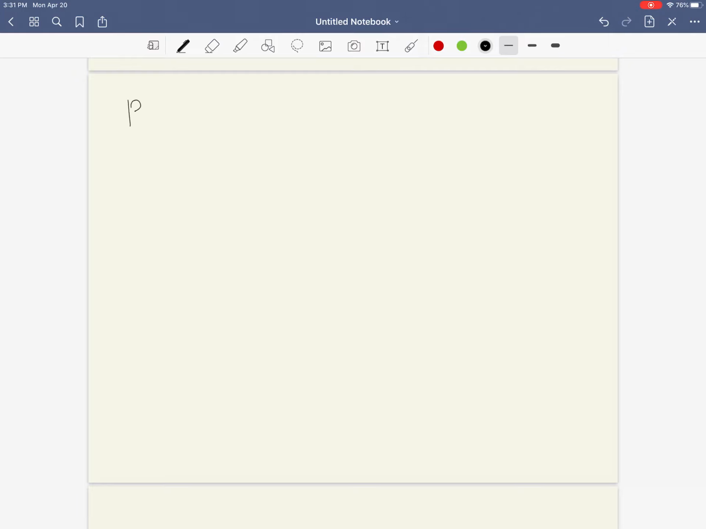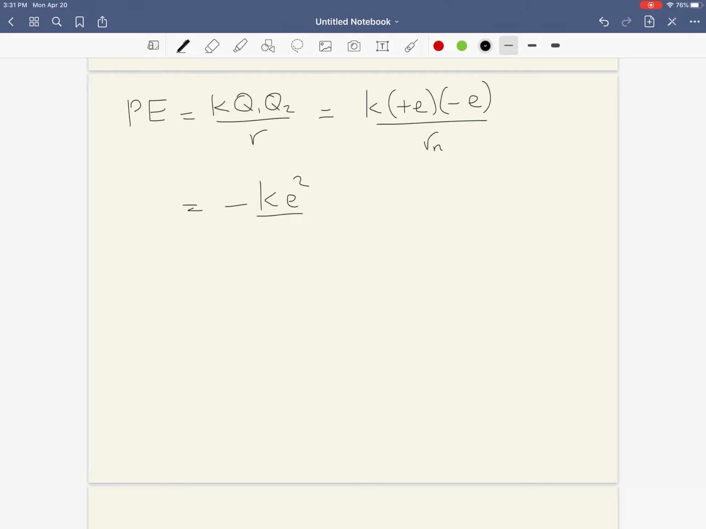So the potential energy, electrical potential energy, you recall from chapter 18, is given by Coulomb's constant times one charge times the second charge divided by the distance of separation. So if we apply this to the hydrogen case, then we get the Coulomb constant, the charge of the proton is plus e, the charge of the electron is negative e, and we shall divide this by R sub n. So that gives us minus k e squared over R sub n.